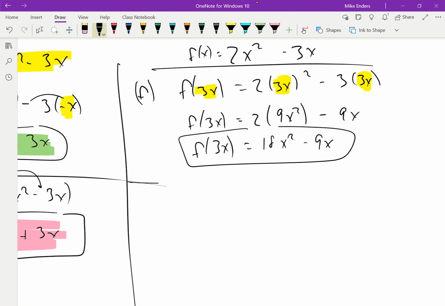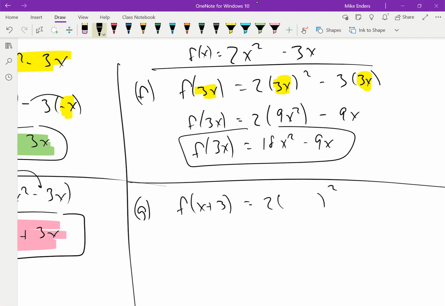Where else can we put that 3? Well, on example G, what if we said I want f of x plus 3? So now instead of replacing x with 3x, I'm going to replace it with x plus 3. If I go back to the same pattern of highlighting where these pieces have come from, every time I have my x, I'm going to replace the x with what's in the rule. So this position here is my input. I want to input x plus 3 into my function.